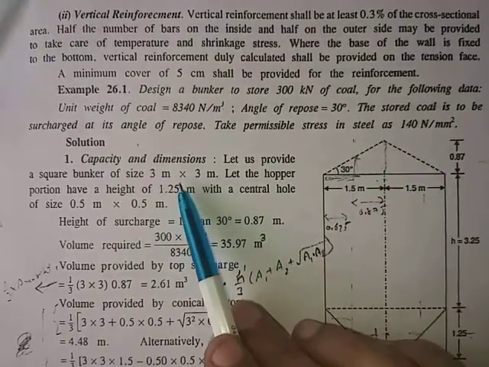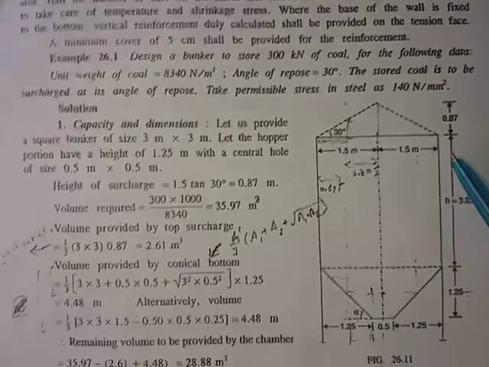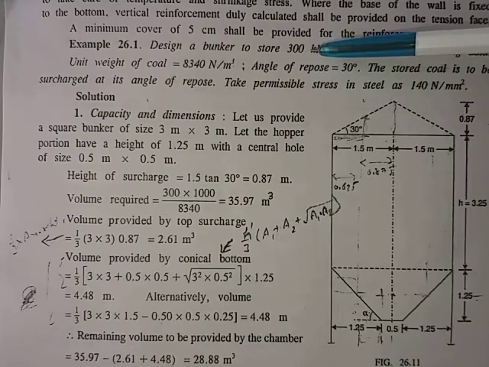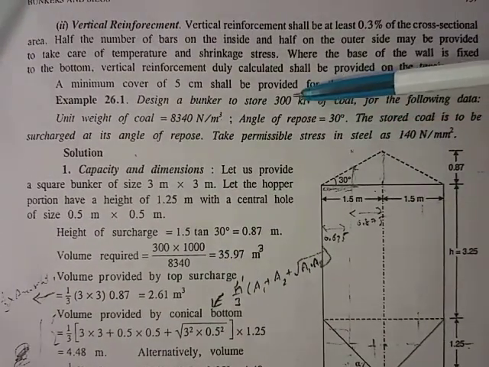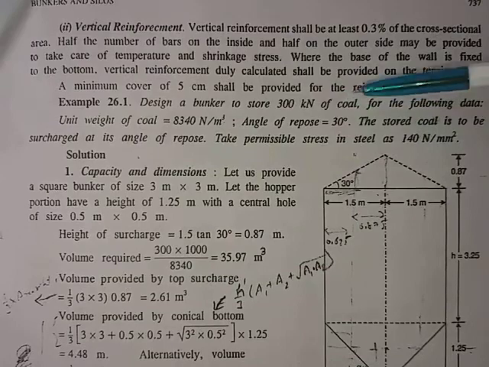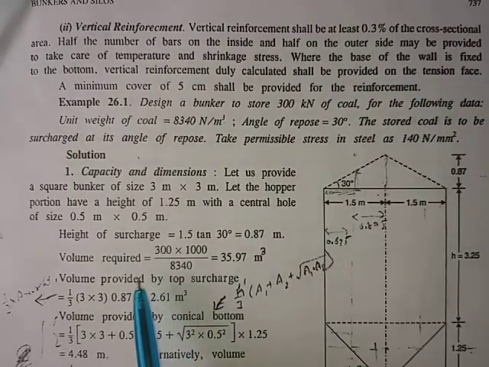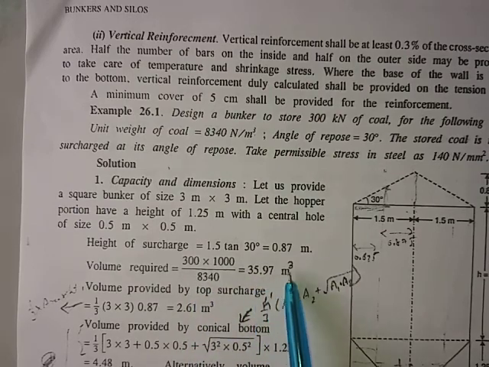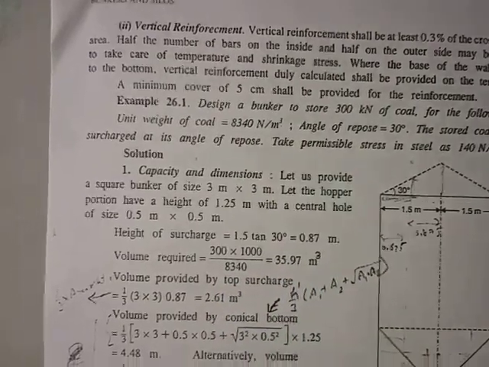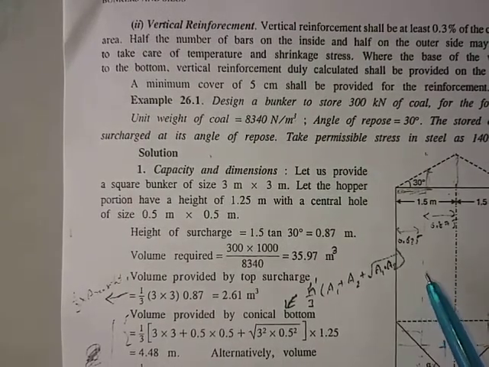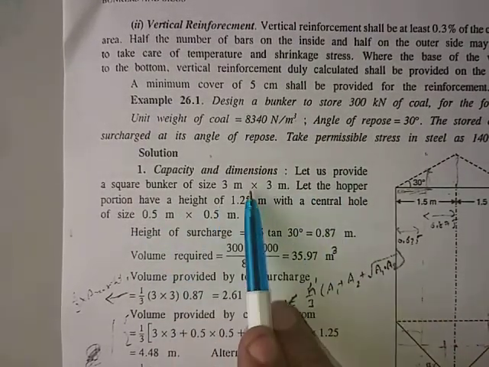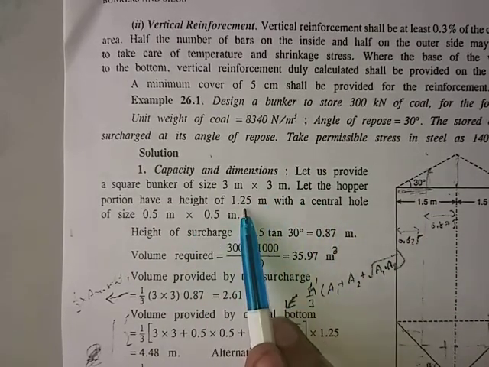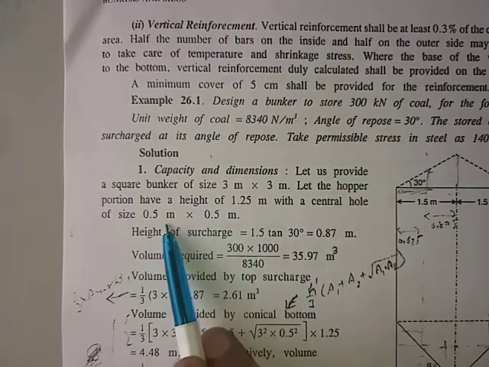The first step is that we need to identify these dimensions. To identify them, we need to find the volume of the structure required for 300 kilonewton of coal. The volume required is 300 into 1000 by 8340, which gives me 35.97 meter cube. Fixing two of the components here, let us provide a square bunker of 3 by 3. A square bunker has been taken, and the hopper portion has a height of 1.25 meters with a central hole of size 0.5 meter by 0.5 meter.